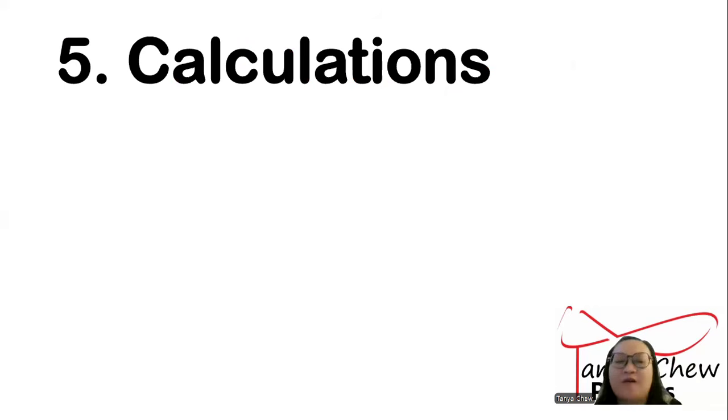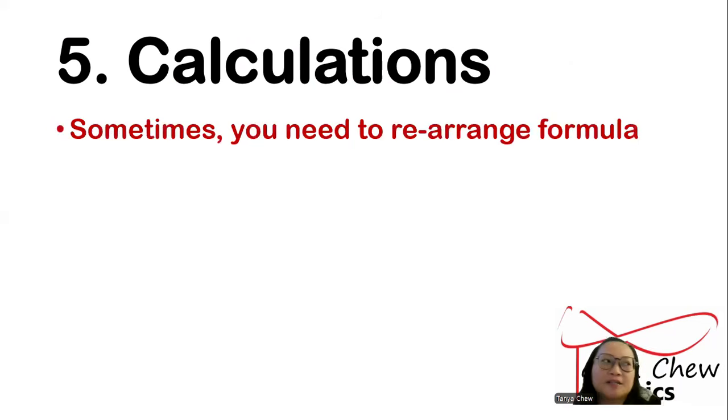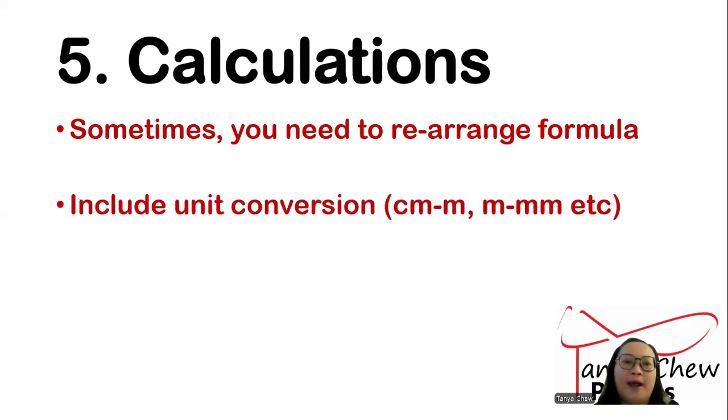And for the calculations, sometimes in paper six, basically you don't need to memorize equations. Most of the time formulas are given, but sometimes all you need to do is rearrange the formula, by cross multiplying, division, multiplication, the basics of mathematics you have to know. And beware of unit conversion. Sometimes they give you cm and they want meter, so you need to know how to convert from cm to meter, maybe from meter to millimeter, etc.